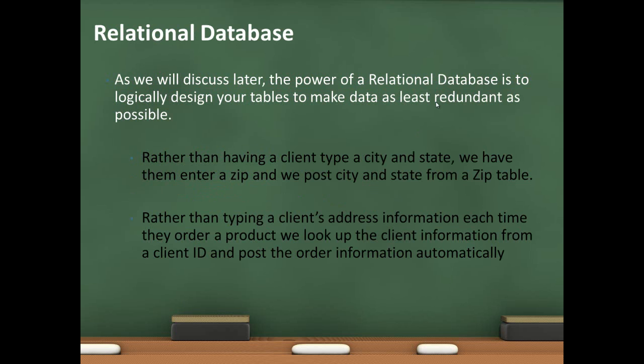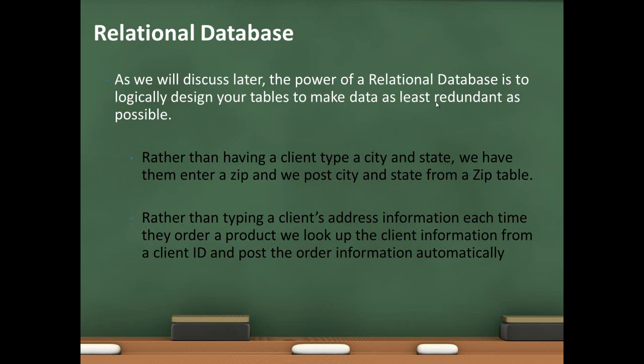So it says, as we discussed later, the power of the relational database is to logically design your tables to make data as least redundant as possible. Again, that means you want your data entry people or your customers or whoever to have to type the least amount of information in to get exactly what you're looking for. This is giving the example I just gave about my zip code table, or the example of client address information.